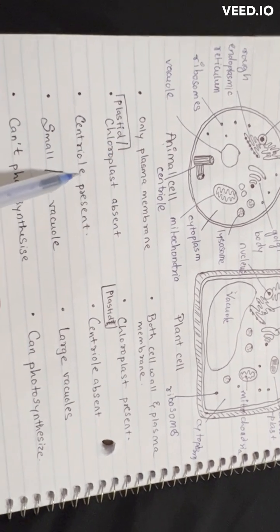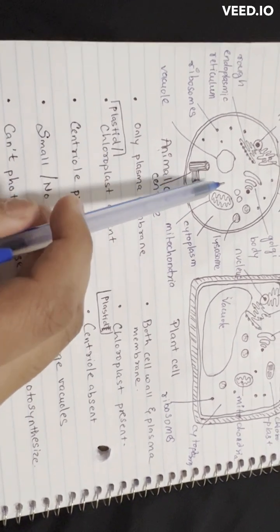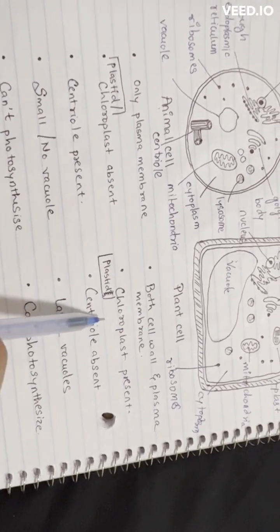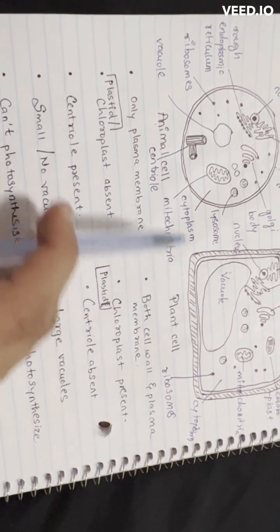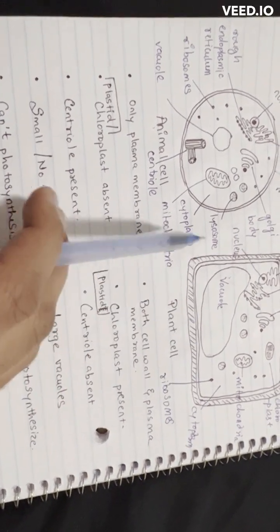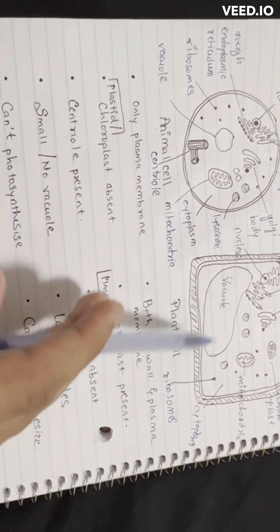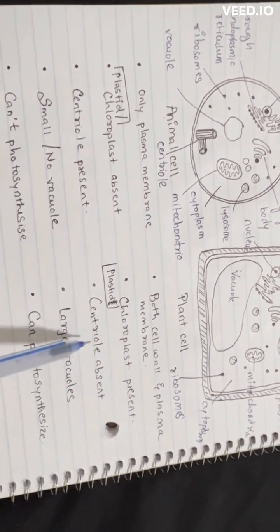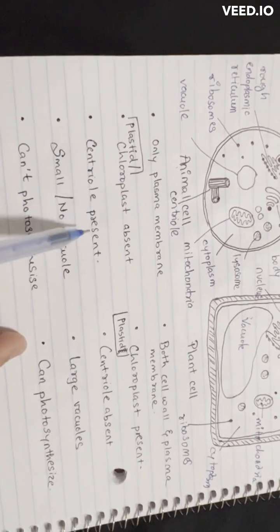Then animal cells have centrioles in them. The cells divide here with the help of centrioles. Plant cells, they don't have centrioles. They divide by what's called cell plate formation, but it's a different thing. They form cell plates and all that, but it's a whole different topic. To remember is that they don't have a centriole and animal cells have centrioles.